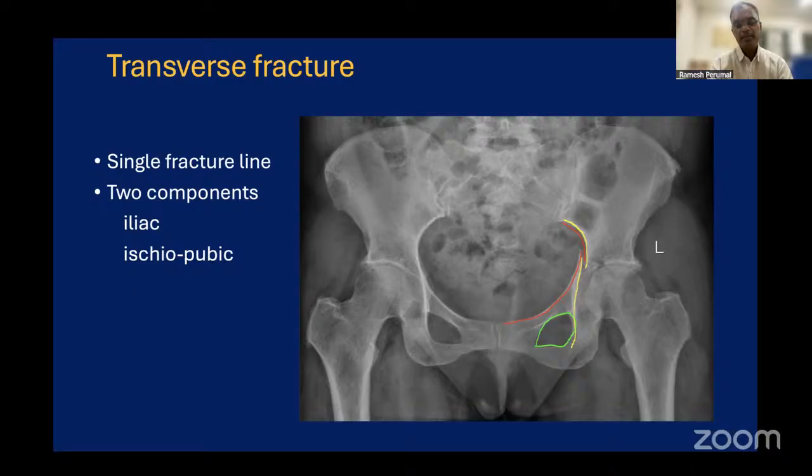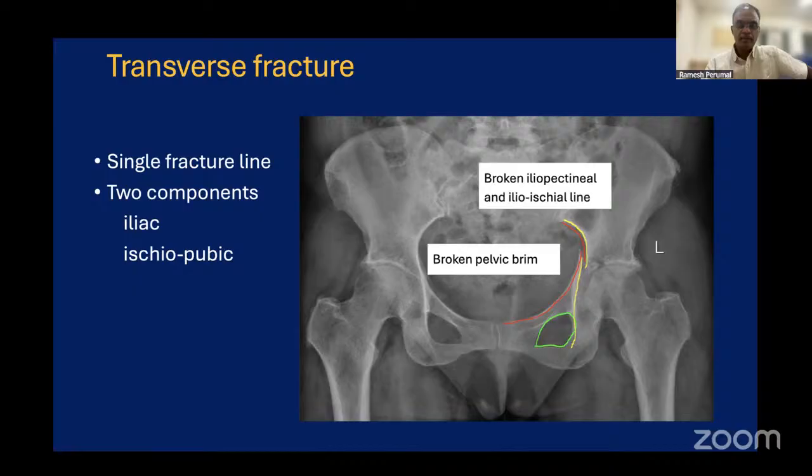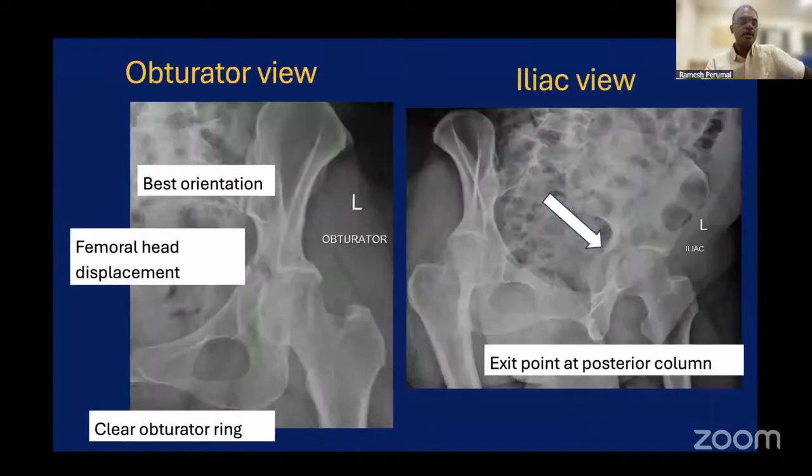One of the characteristic features is the intactness of the obturator ring. Here you can see both the ilioischial line and the iliopectineal line are broken at a single level, with an intact obturator ring. So you can see the broken pelvic ring and a broken iliopectineal and ilioischial line at one level, with an intact obturator ring. In a transverse fracture, the best orientation is seen in an obturator view, where you can see the exit of the column.